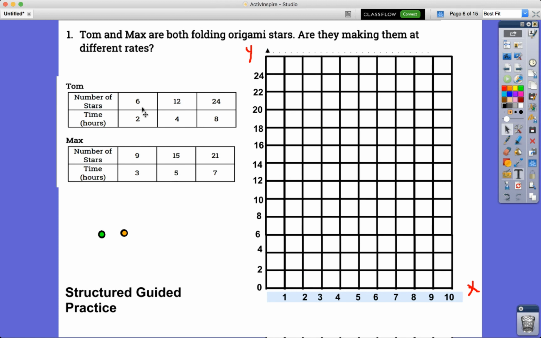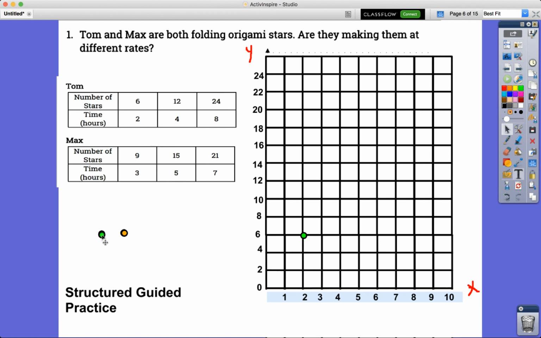Okay, so I'm looking at Tom and the number of stars he makes and the time it takes him. And I'm looking at Max, the number of stars and the number of times it takes him. And the question is, are they making them at different rates? Well, I'm going to use green for Tom's, and I'm going to use orange for Max. And I'm going to start plotting. When it takes him 2 hours, he is able to make 6 stars. So you're putting your first dot at X2, Y6.